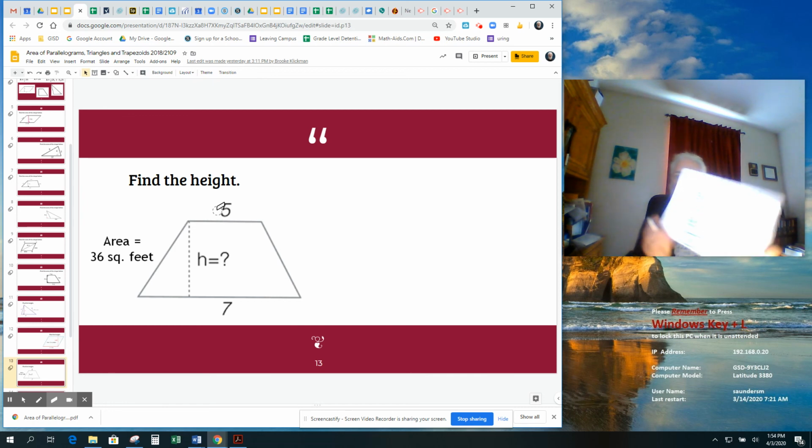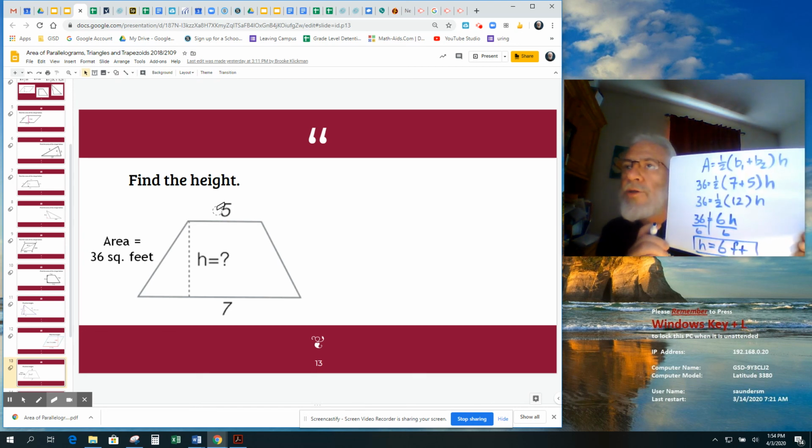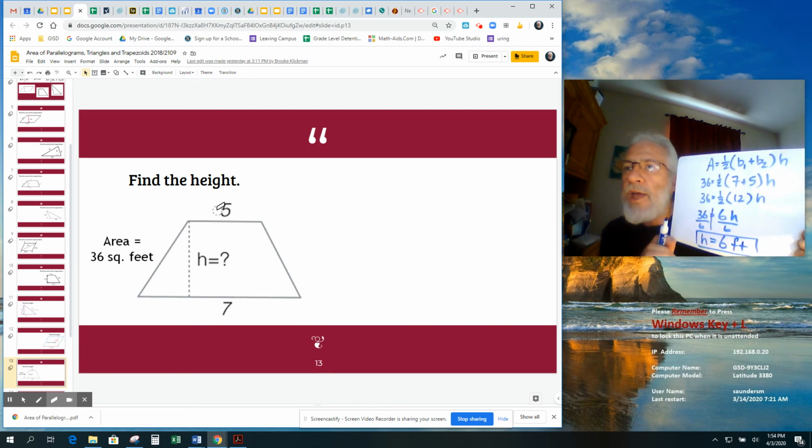So there's the solution for this problem right there. Start out with the formula. Area equals 1/2 times the quantity B1 plus B2 times H. B1 and B2 are 7 and 5. We don't know what H is. So 36 equals 1/2 times 12 times H. 1/2 times 12 gives us 6. 12 divided by 2 is 6. And then I cut the equation in half. I divide both sides by 6 to get H all by itself. And H equals 6. And my units are feet.